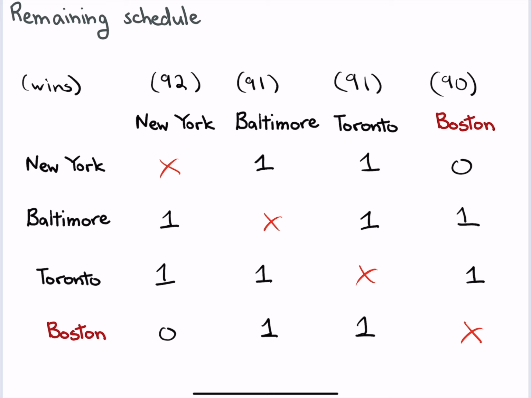So here I've just written 1 because New York still needs to play Baltimore once, right? And then New York also needs to play Toronto once, and Toronto needs to play Baltimore once, and Boston needs to play both Baltimore and Toronto once, right? These are the remaining matchups between the teams. So now the question here is, if these were the remaining games, is it possible for Boston to make the playoffs?